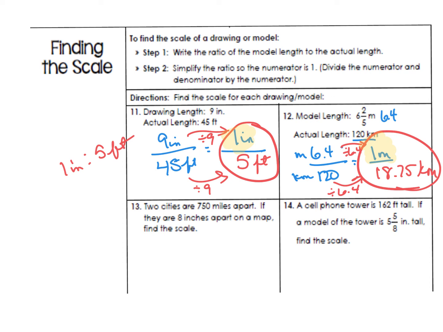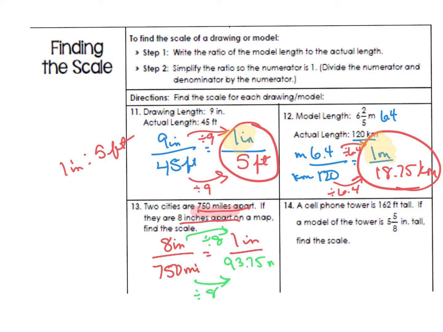Two cities are 750 miles apart. If they are 8 inches apart on the map, find the scale. So 8 inches on the map is 750 miles in actual life. So what would 1 inch represent? Well, I'm going to divide by 8. So 750 divided by 8, we get 93.75 miles. So there's our scale.